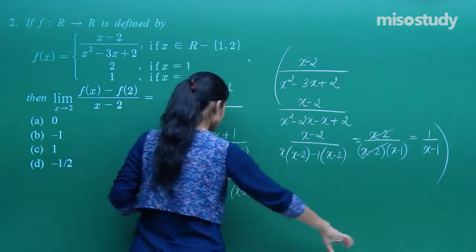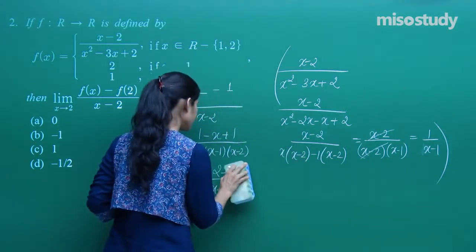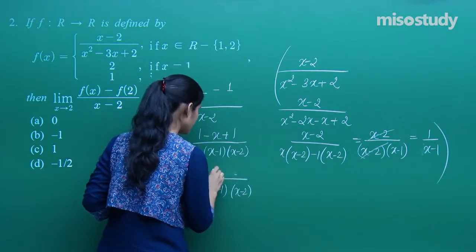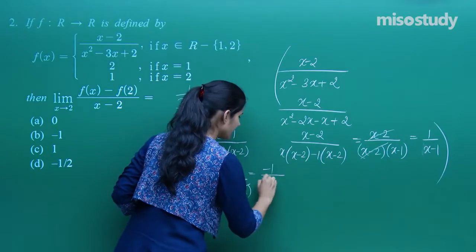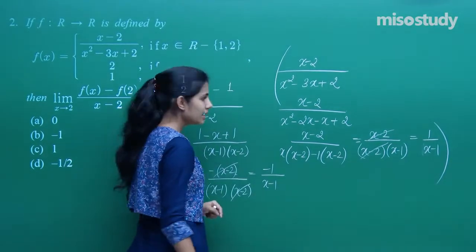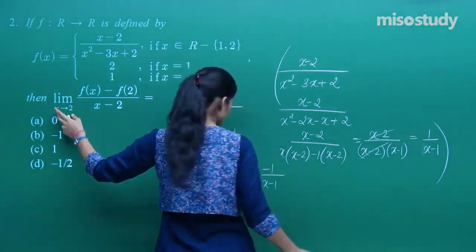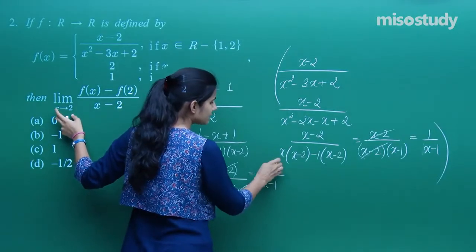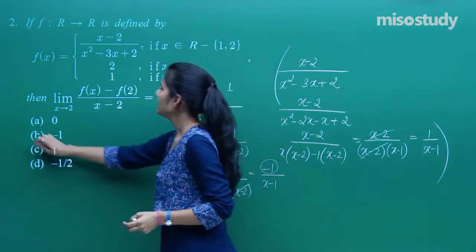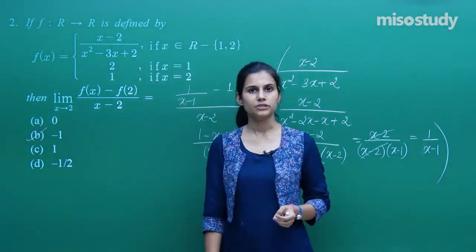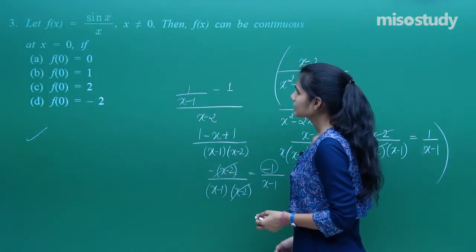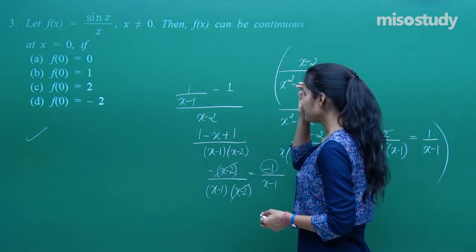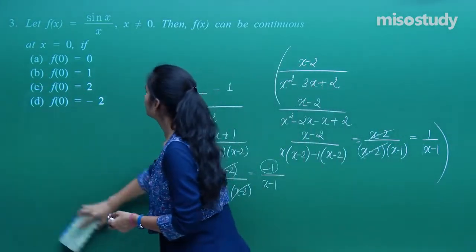I can write this as minus of x minus 2. Right? And so I am left with minus 1 upon x minus 1. It is actually limit x approaches to 2. So as x approaches to 2, I get just minus 1 as my answer, and that is the required limit. Clear? Easy enough question? Next question is f of x is sin x by x when x is non-zero.